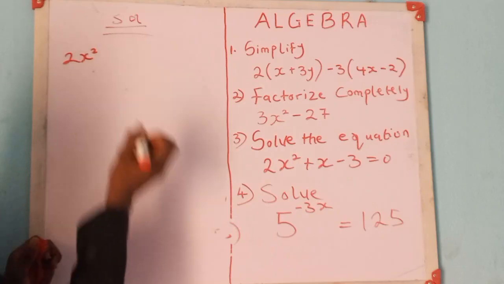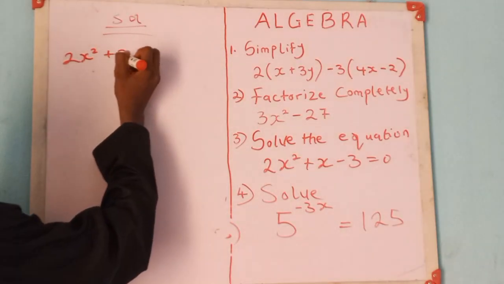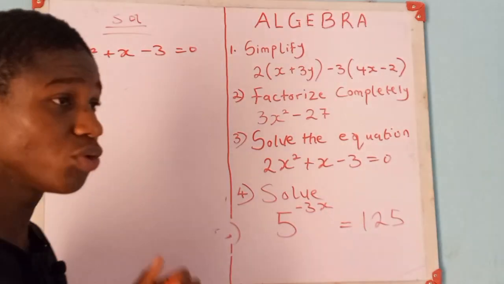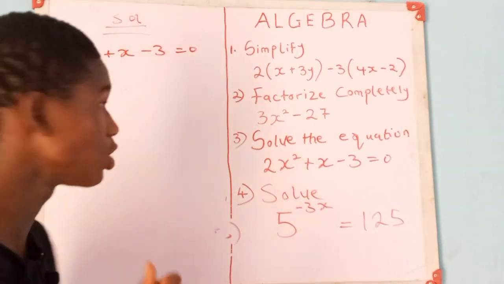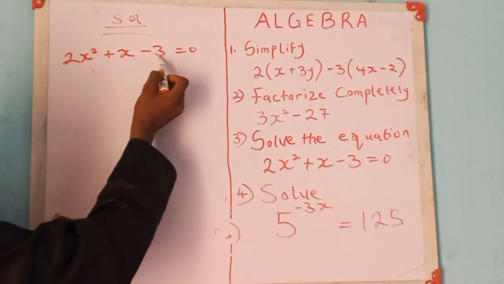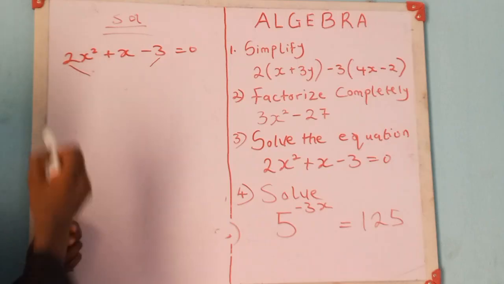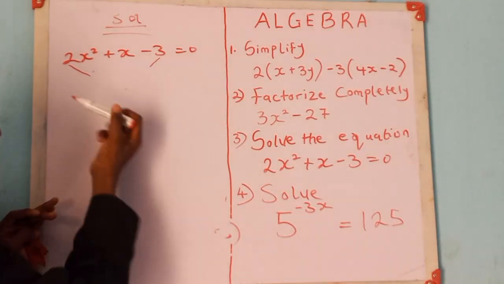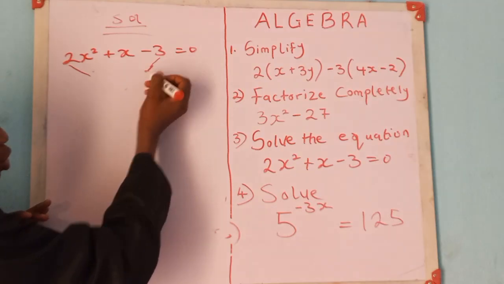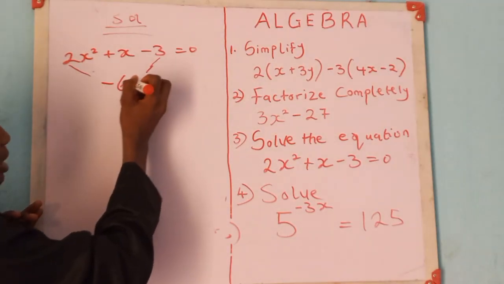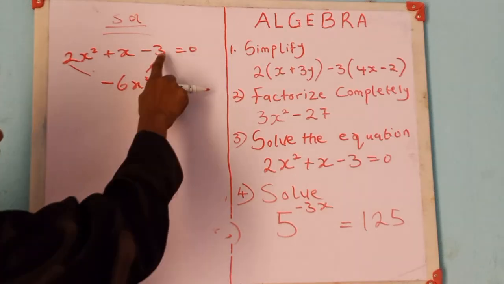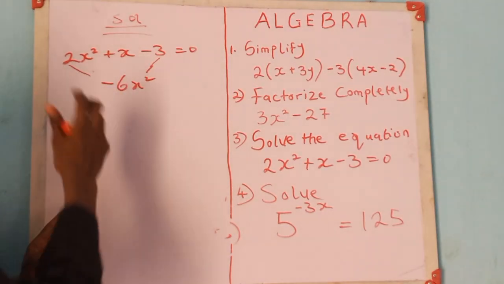So now let's bring out the question. 2x squared plus x minus 3 is equal to 0. Now, whenever you want to factorize, what you're going to be looking at is this last number and this one. You bring the two of them together and multiply them. This multiplied by this is going to give you a negative 6x squared. What did I say? The first step, you multiply this and this here.